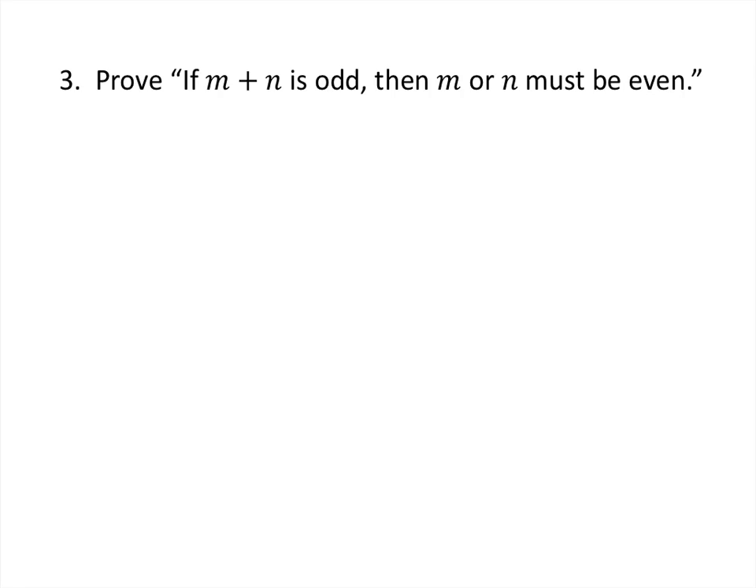So here we have another similar if-then statement. This one involves 2 variables, but we're going to approach it in the same way. Again, our hypothesis in this case is m plus n is odd. That's our hypothesis. And our conclusion is m or n must be even. That's our conclusion. So if we start this proof in the same way, we can do it for a while, but you're going to see we're going to run into a problem.